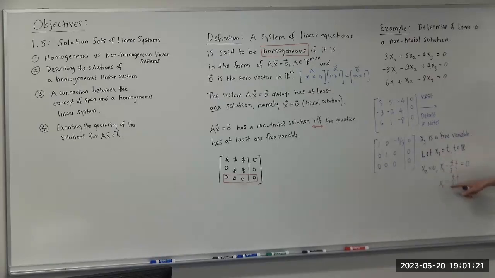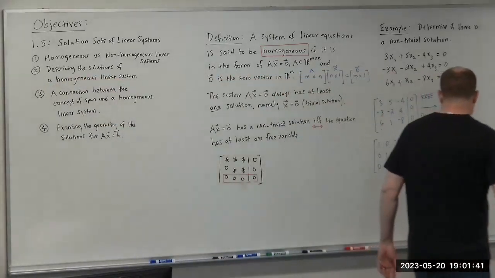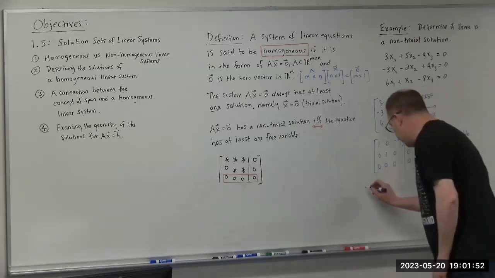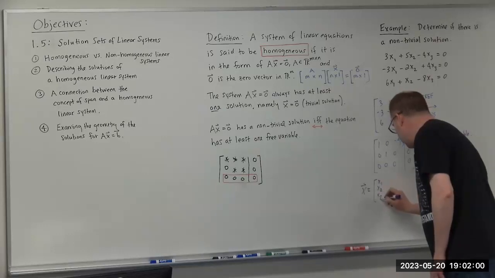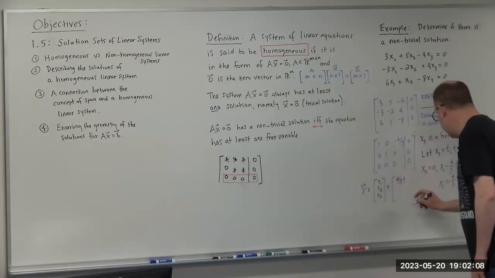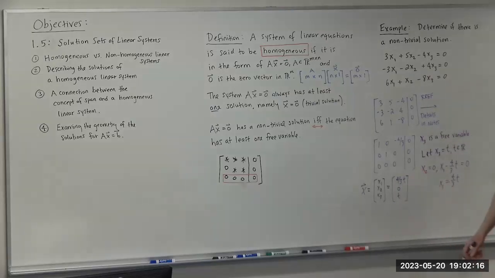It's not a good habit to say that x1 is equal to 4/3 times x3, because you're already using x3 as a variable here. It's a good habit to change this and assign it to another variable. In high school, maybe that's acceptable, but at college level, this is more suitable. So in any case, here's our solution vector. We have x1, x2, x3. So x1 was 4/3 t, x2 is going to be 0, and x3 was t.